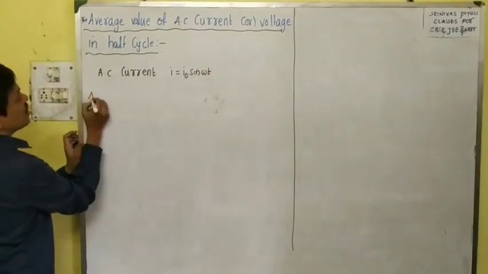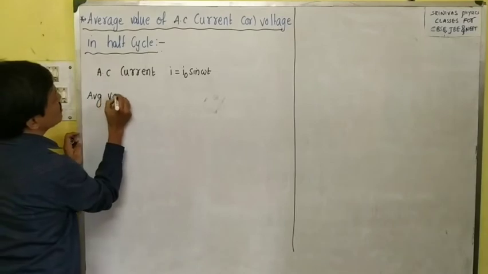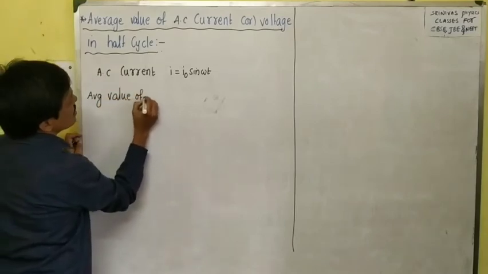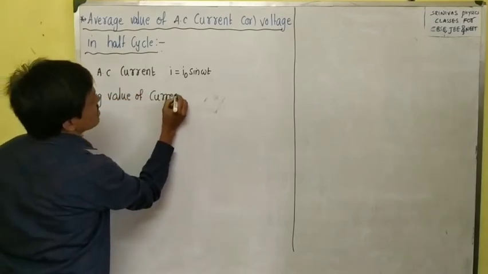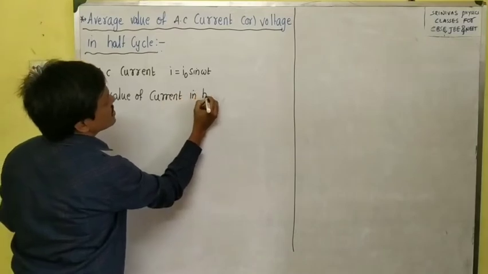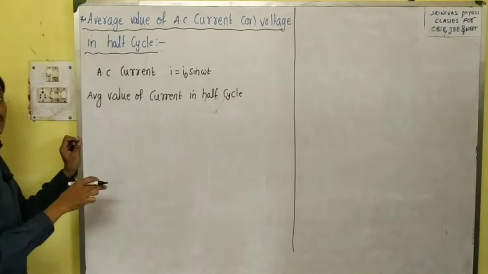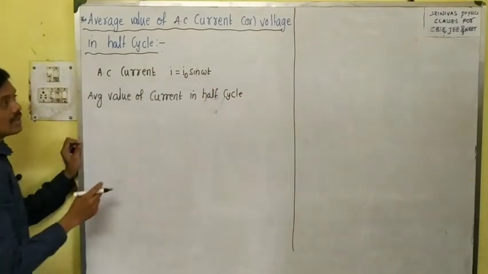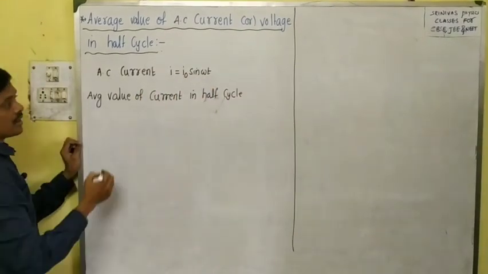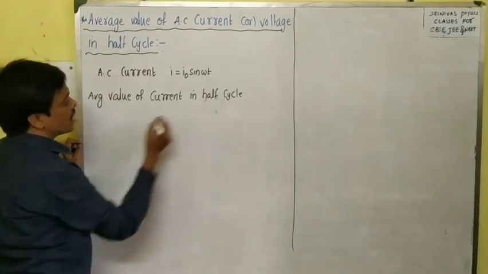And the average value of current in half cycle I want to find. Further, the AC current varies, that's why we are writing it like this, where I naught is the maximum value of current. Average value of current in half cycle, I want to find out.